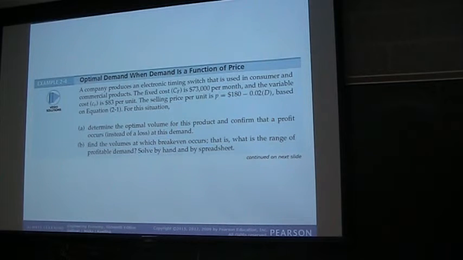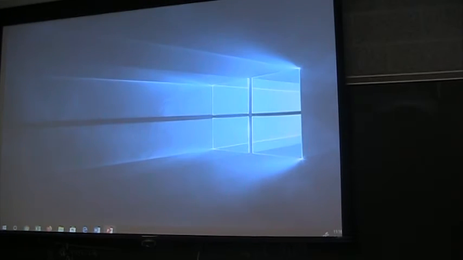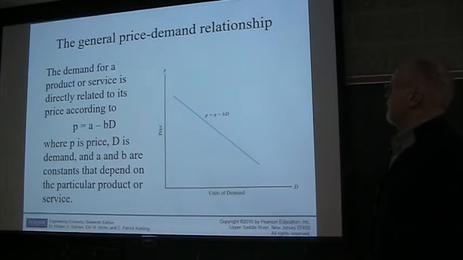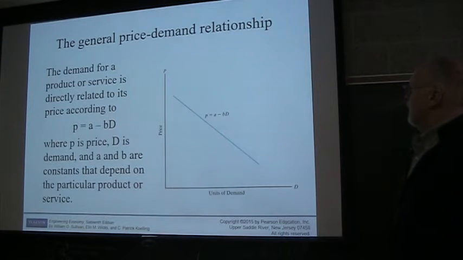Okay. All right, so here's one where the demand is a function of the price. So here we go back to, if we put this variable in there, put this change in there, the law of supply and demand. So if you can sell more, you can sell for less. Or if you buy more, you can get a better price.